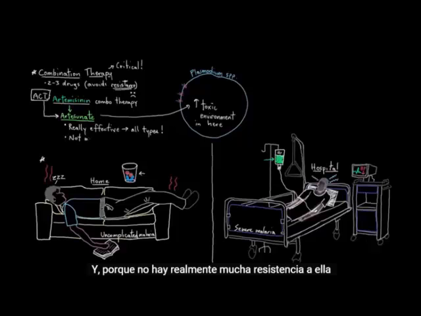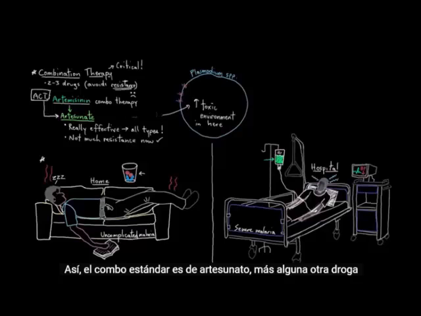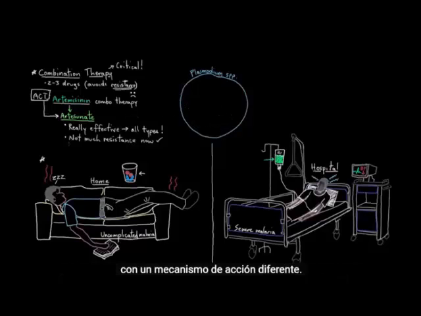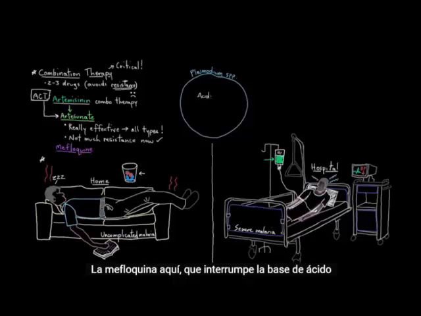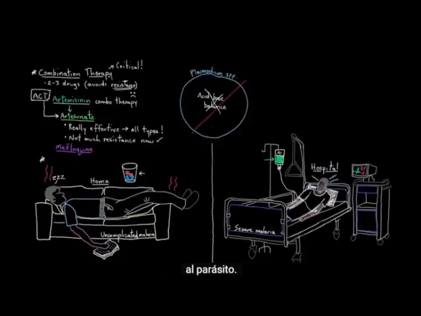And because there's not really much resistance to it right now, which is great. So the standard combo is artesunate plus some other drug with a different mechanism of action. For example, one that's commonly used is mefloquine, which disrupts the acid-base balance in the parasite, and that's often lethal to the parasite.